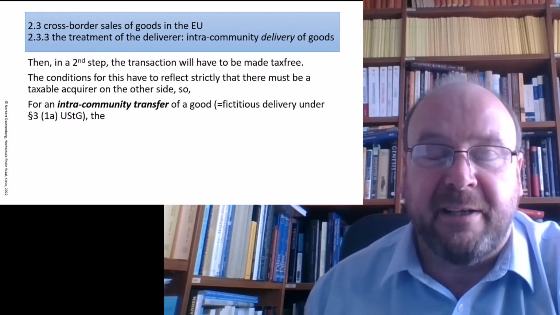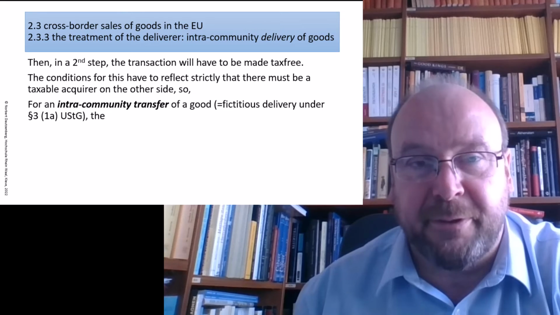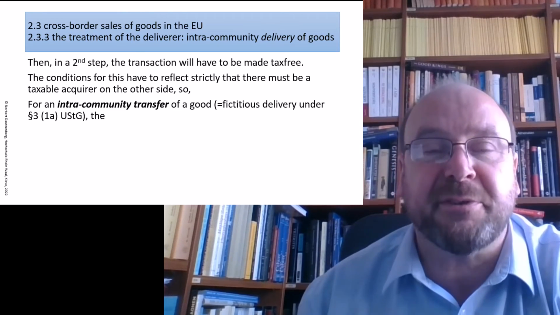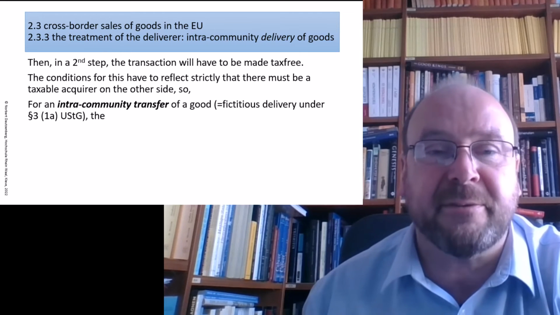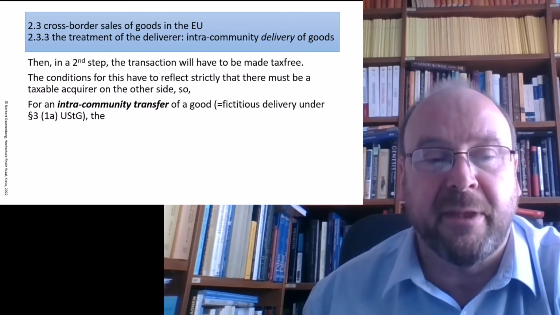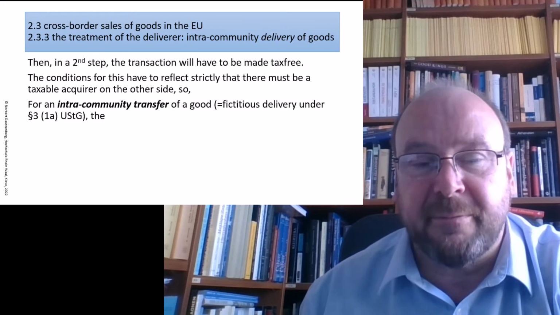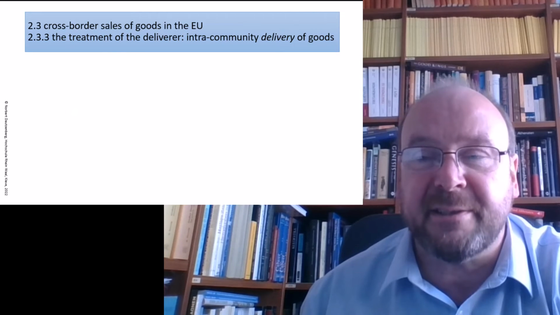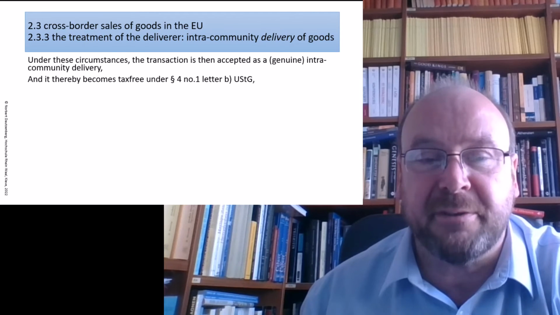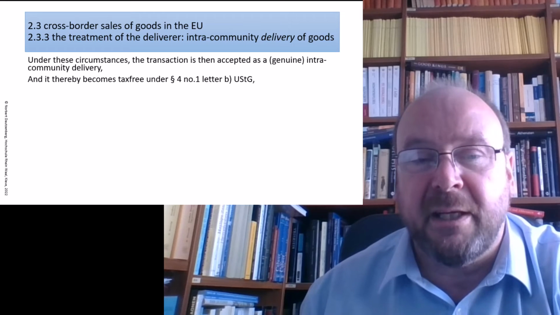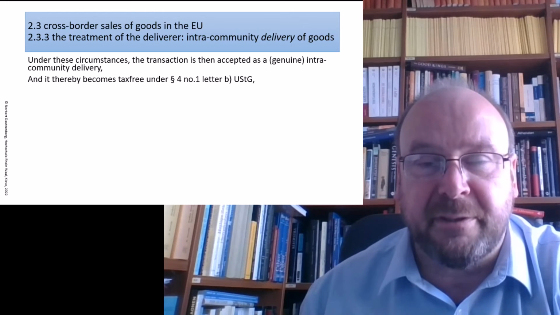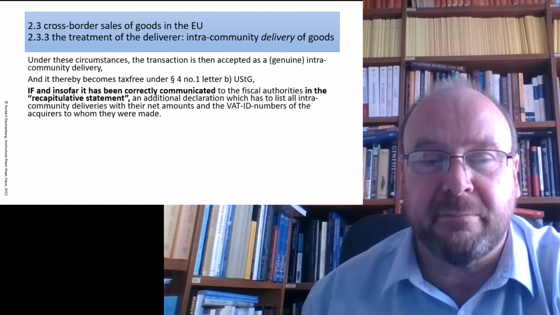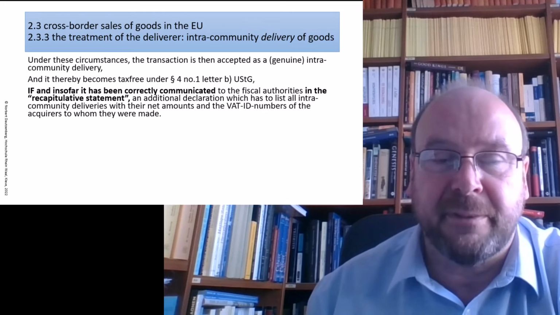In case where we have only an inter-community transfer of a good, where you owned a good which was in Germany and then was transported to France, and in France remains your property, there we would have a fictitious delivery under 3.1. Then the place would be determined under 3.6, and later we would declare it as tax-free under intra-community delivery in the same case.